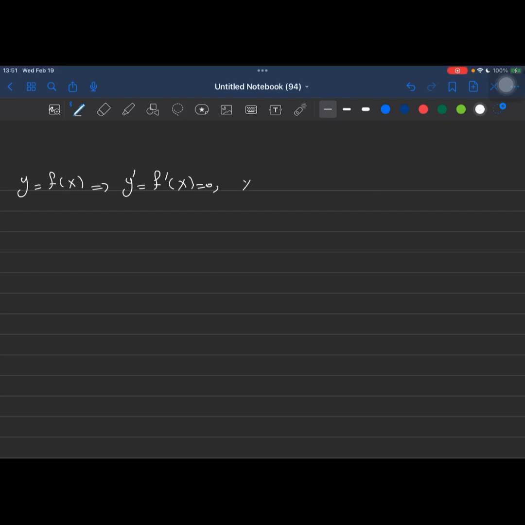If you find, for example, x equal to a as a critical value, then to find the critical point, you have to substitute x equal to a into the equation of the function and find the y value. So then you can say the point (a, f of a) is a critical point. This critical point can be a local maximum, a local minimum, or neither. To check the type of this critical point, we can apply the second derivative test.